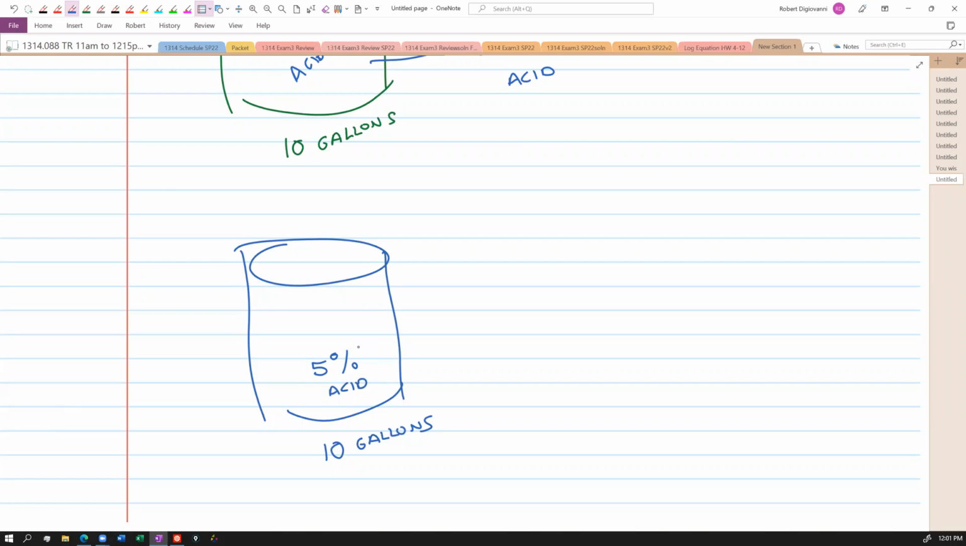So 50-50 would have been 5 gallons, half. It's easy to do mentally, right? You had 10 gallons. So if it was 50%, half of 10, right? That's how you got 5. Here's a little bit, 5%, right?